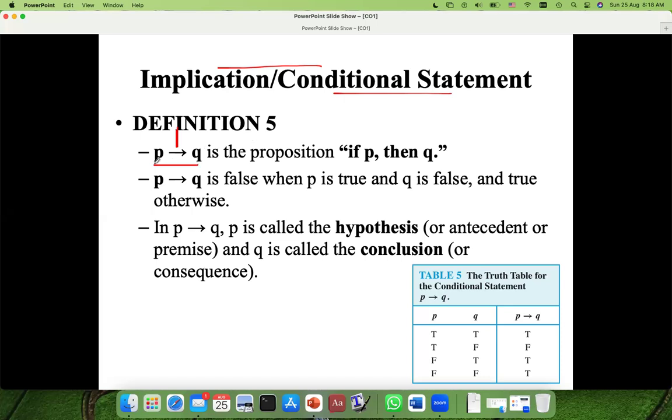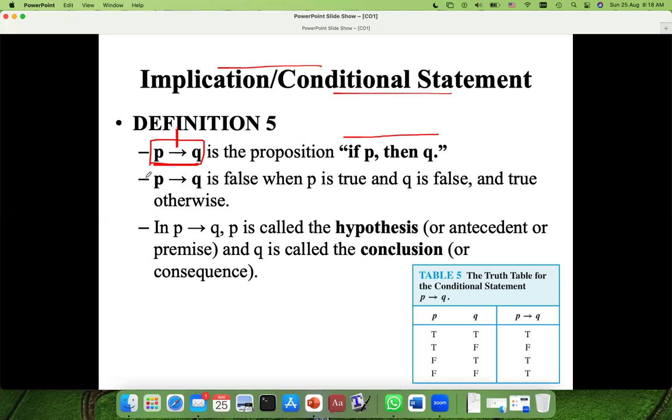And what is the reading or meaning of this P implies Q? This is the meaning: if P, then Q. So this is the meaning of this representation, this notation. If P, then Q.